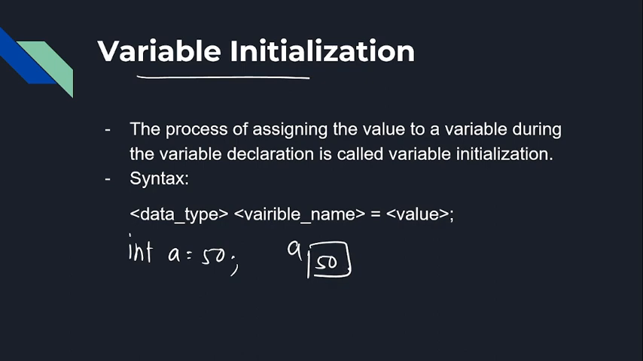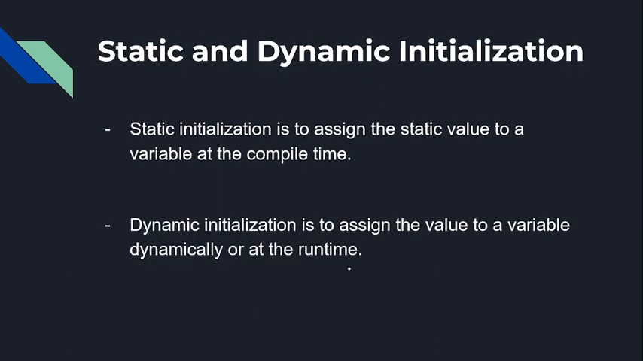Now there could be different types of initialization. So I can have static and I can have dynamic initialization. The one which I showed you just now, let's say int a is equal to 50, is nothing but a static initialization. It is nothing but assigning a static value to a variable at compile time. So the value is available at compile time also. It is not something which is computed, it is available. So it's a static initialization.